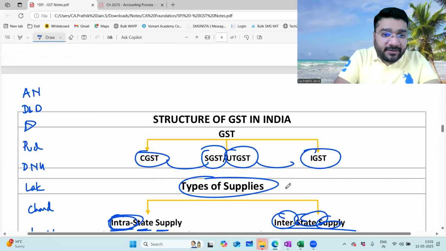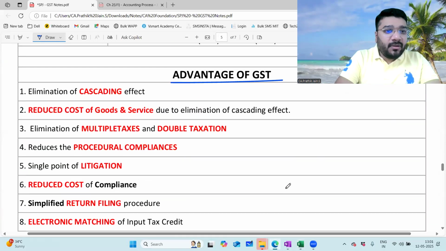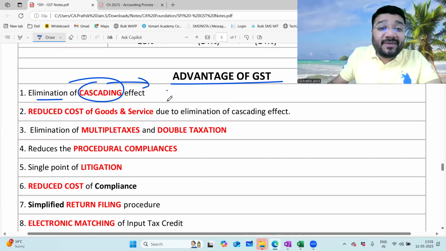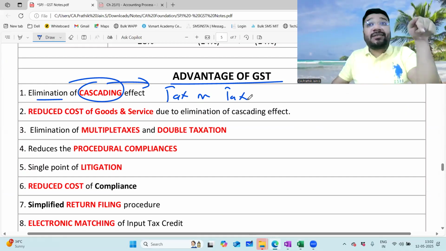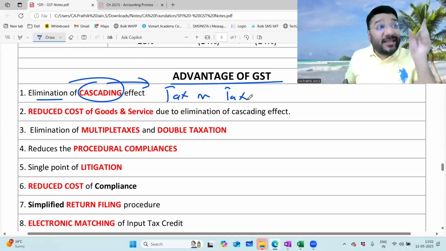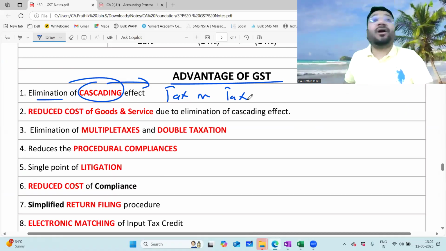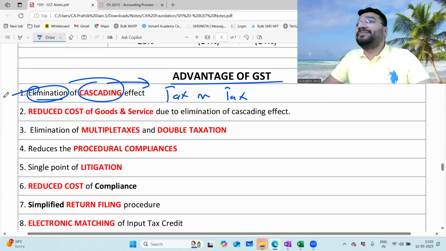Advantage of GST. With that, my theory part is over today. Elimination of the cascading effect. What is cascading effect? Tax on tax. If input is not available, that input would have been your cost. On that cost, again you would have charged GST. So in that cost, GST is there. On that again GST. GST on GST is called cascading effect. Tax on tax. So that got eliminated because of GST.